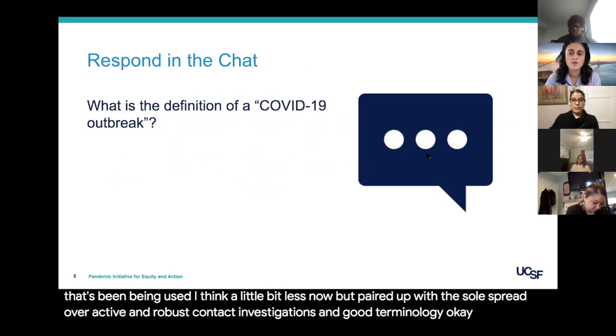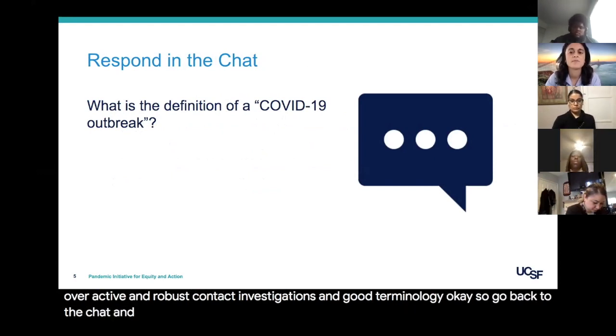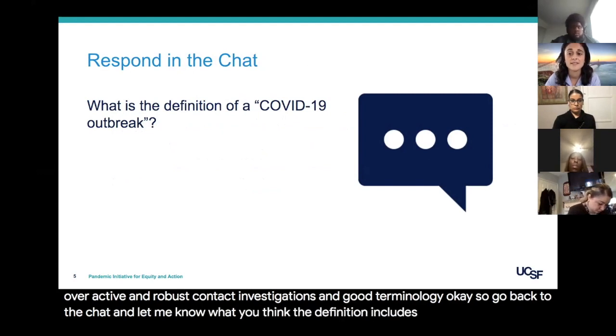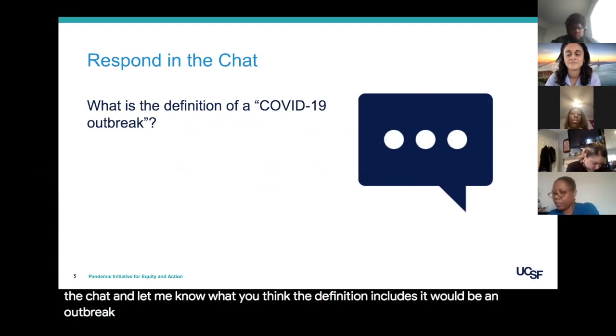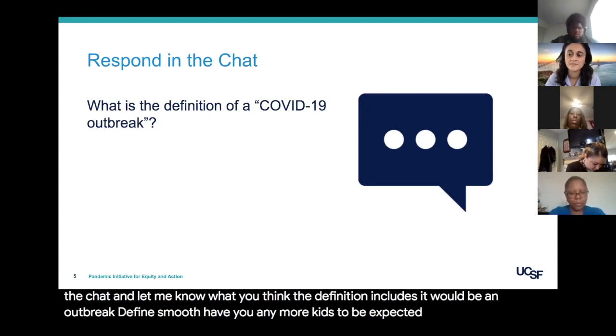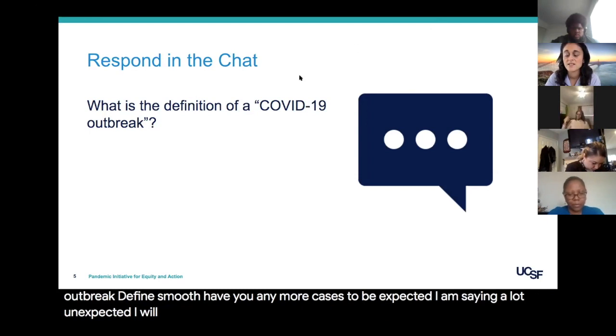Okay, so go back to the chat and you can let me know what you think the definition is for COVID-19 outbreak. Is an outbreak defined similarly to an epidemic, where more cases would be expected? Mm-hmm. Yeah, I'm seeing a lot of more cases than expected, higher than expected. Someone said 3 confirmed cases or more in one location.